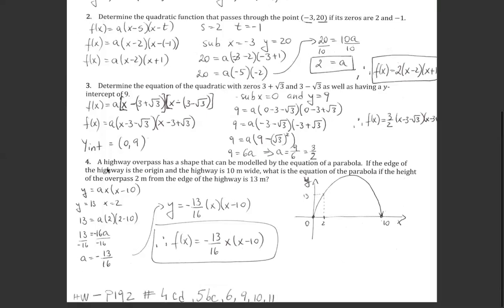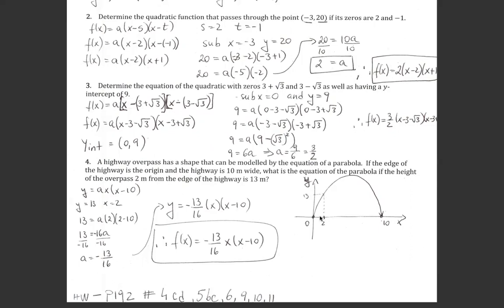Okay, let's go through number 4. A highway overpass has a shape that can be modeled by the equation of a parabola. If the edge of the highway is the origin, right here, and the highway is 10 meters wide, what is the equation of this parabola, if the height of the overpass 2 meters from the edge of the highway is 13 meters? So I'm going 2 meters in from the edge, and the height here of the arch is 13 meters.